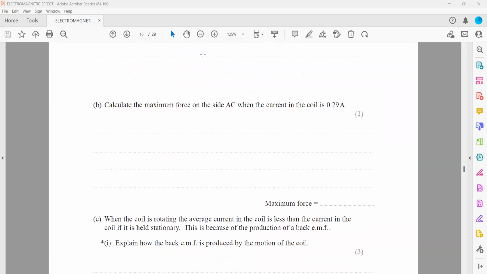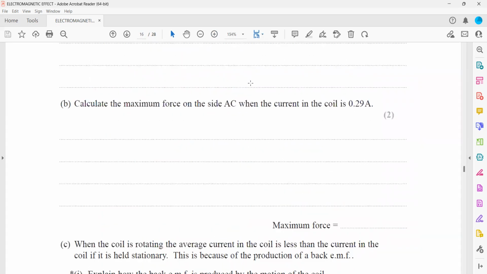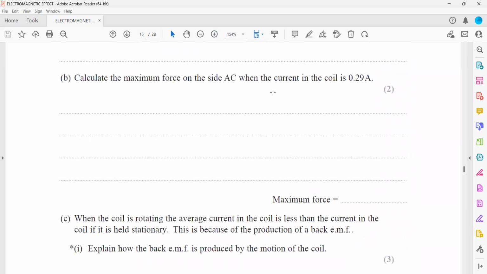Then calculate the maximum force on side AC when the current in the coil is 0.29 ampere. How can we find the force on a wire placed in a magnetic field? If it is perpendicular, F is equal to BIL sine theta. But when it is perpendicular, F is equal to BIL, where B is the strength of the magnetic field, which is given in the question.